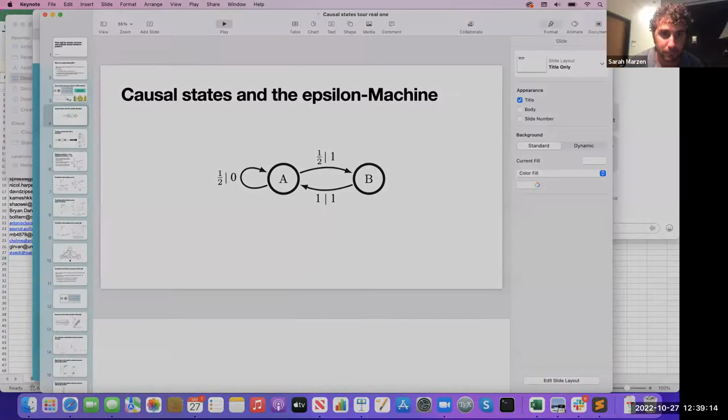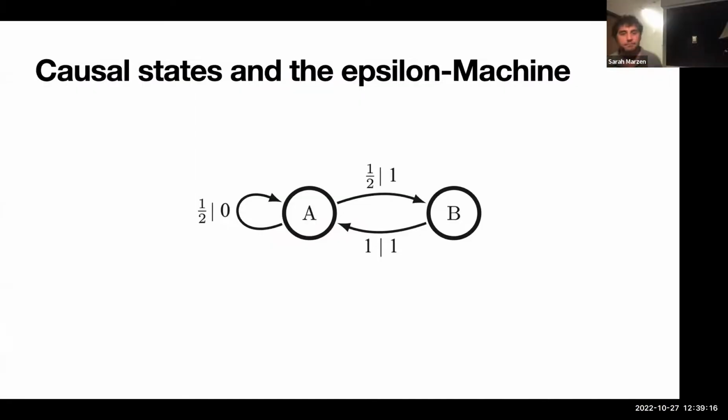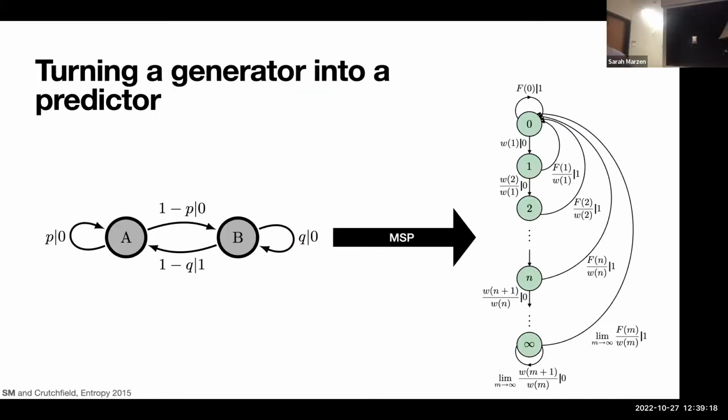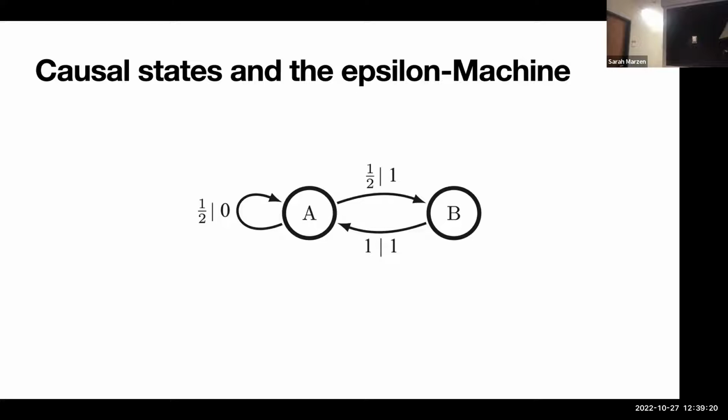Here's an example of a non-unifilar hidden Markov model. Okay, good. All right, thank you.